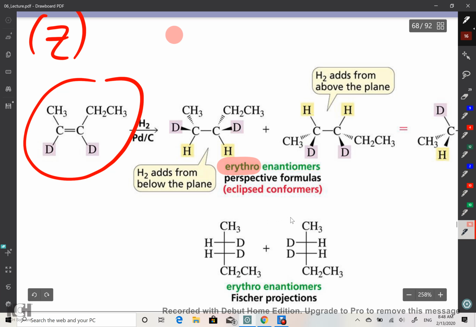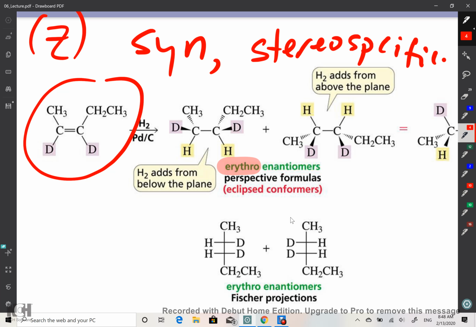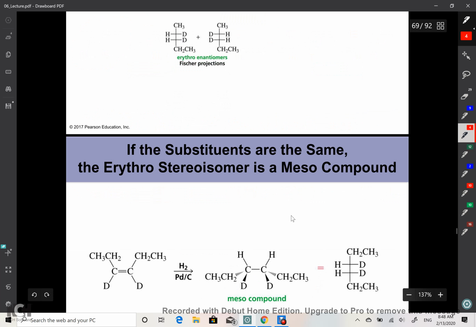So it is a syn addition, and I would say it is stereospecific. Syn addition and stereospecific.